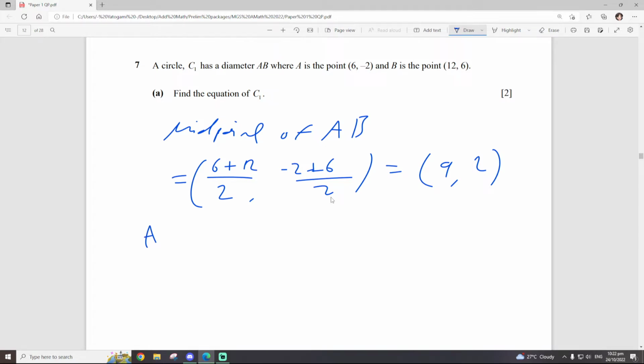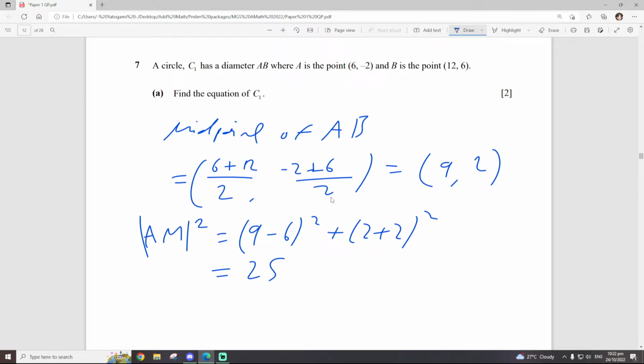So AM squared, the length of AM squared, will be the distance formula. So I will use 9 minus 6 squared plus 2 squared. And you don't need the square root because we're taking the square of this. So this is 3 squared plus 4 squared, so this is 25. So therefore, the equation of C1 will be, the center is 9 and 2, so (x minus 9) squared plus (y minus 2) squared, and the square of the radius is 25. So that will be the number at the end as well.